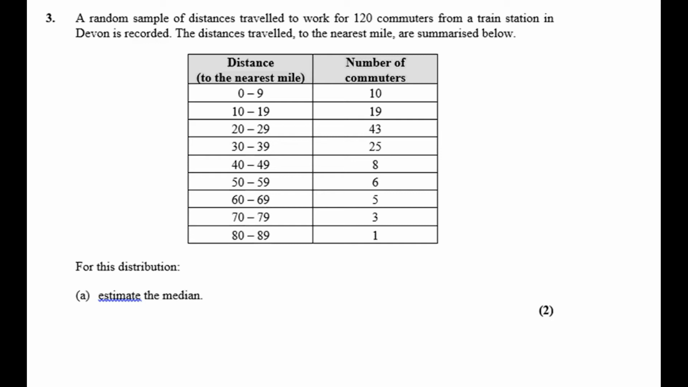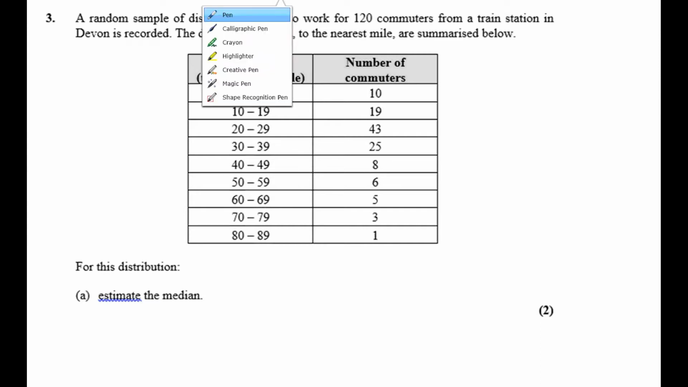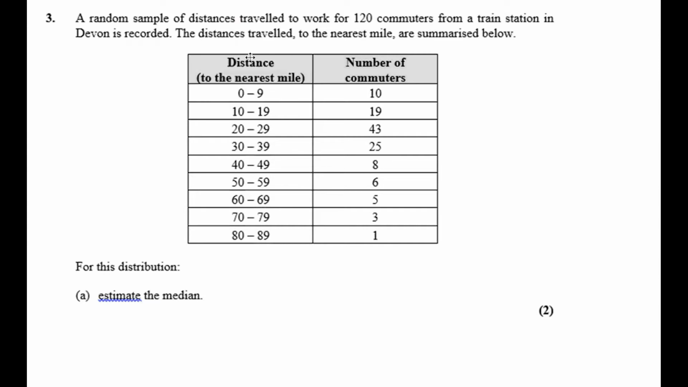Okay, moving on. A random sample of distances travelled to work for 120 commuters from a train station in Devon is recorded. The distances travelled to the nearest mile are summarised below. For this distribution, estimate the median. Okay, so are there any clues of what we need to do in the question? The question was actually quite straightforward. Maybe here, to the nearest mile, so I know these values have been rounded.